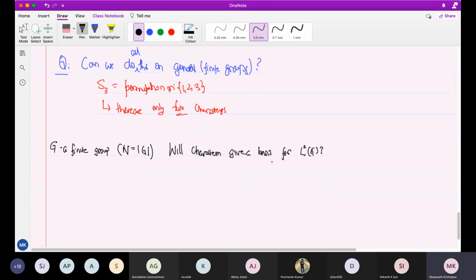One can do the specific case, but let me leave that and give a general reason. So the point is, notice, suppose chi is a character.